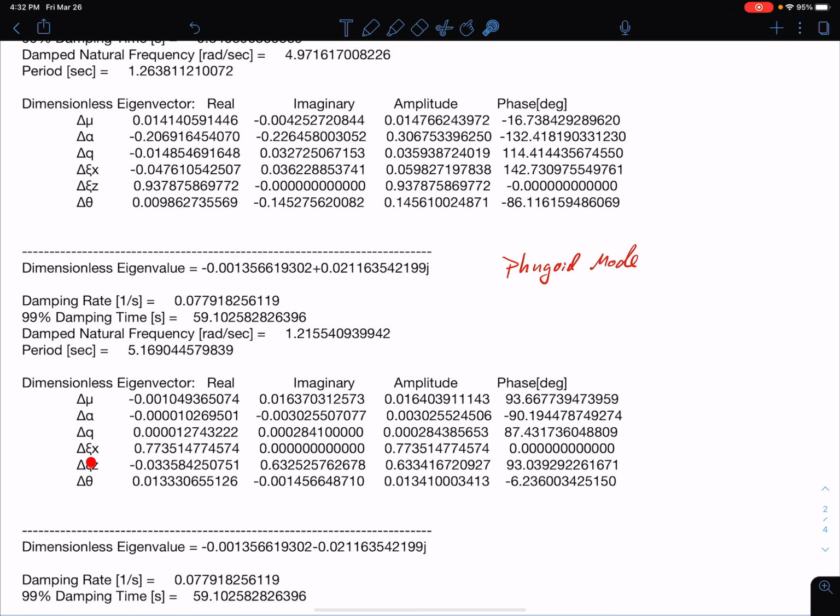So again, we can compare the magnitudes here. We can compare mu and alpha. And when we look at these two, you see that alpha is actually 2 orders of magnitude smaller than mu. So we're going to see a large change in forward velocity here and a very small change in angle of attack, or W, our normal velocity.